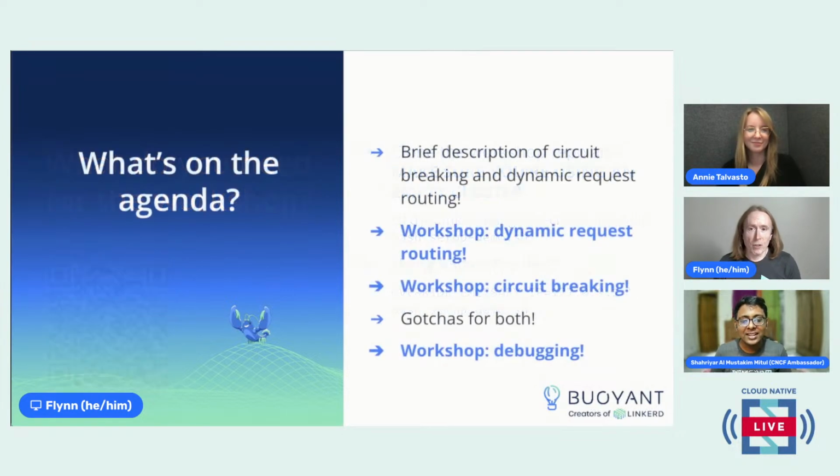All right. With that in mind, the agenda: we're going to talk briefly about circuit breaking and dynamic request routing. We're going to do the demo of dynamic request routing, then of circuit breaking. Then we'll come back to the slides for a second to talk about gotchas, and then we'll do a little bit more in terms of debugging things if we have time.